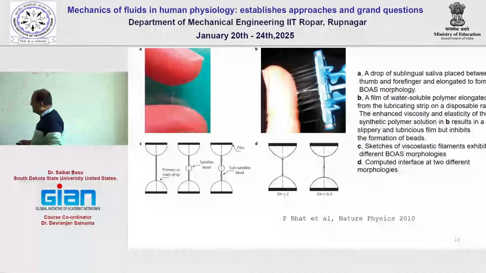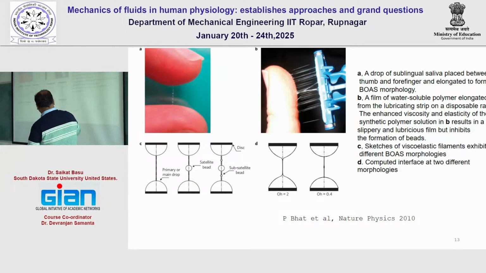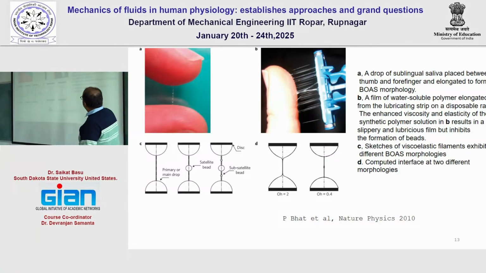Likewise, another feature, just a little bit of trivia about these beads-on-a-string structures. These are some figures from Gareth McKinley's group, published in Nature Physics 2010. You can see it later. So let's say the saliva in our mouth, someone has tried to do some sort of stretching between his hands, and you can see that it has formed some sort of filaments here. Likewise, some water soluble polymer can be elongated. If you try to do it with water, this sort of long lasting filament will never appear. Again, here you can see the satellite beads are appearing. Even further, they are termed sub-satellite beads. So these are the features of beads-on-a-string structures.